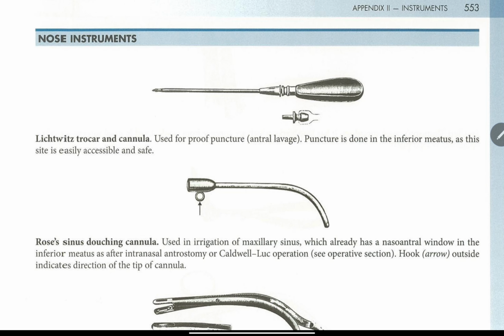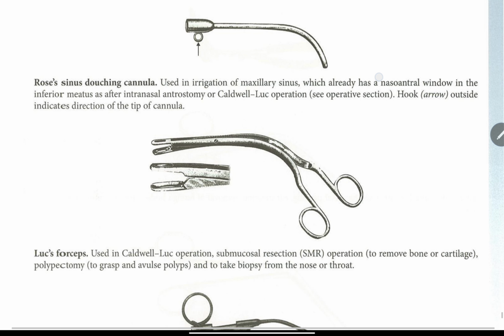Nose instruments. Lichtwitz trocar and cannula is used for proof puncture and antral lavage. Puncture is done in the inferior meatus as this site is easily accessible and safe. Rose's sinus douching cannula is used in irrigation of the maxillary sinus which already has a nasoantral window in the inferior meatus, as after intranasal antrostomy or Caldwell Luc operation. The hook arrow outside indicates the direction of the tip of the cannula.